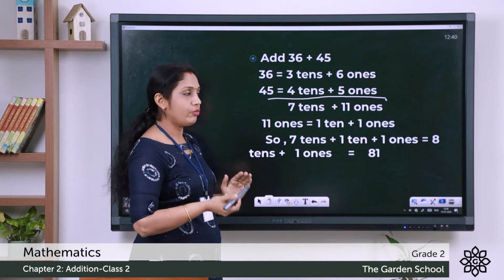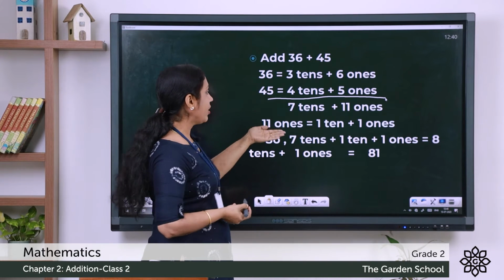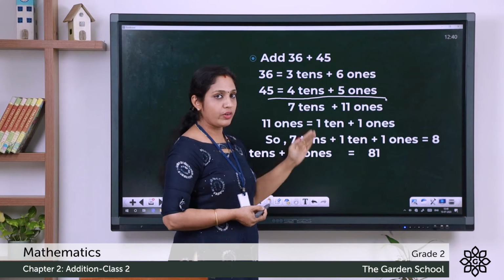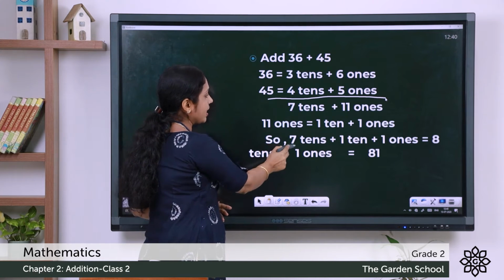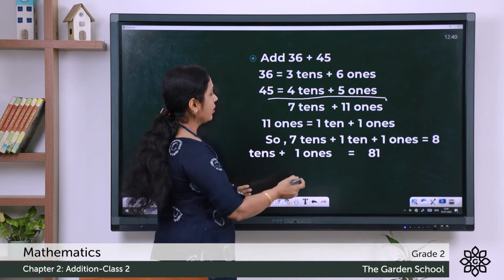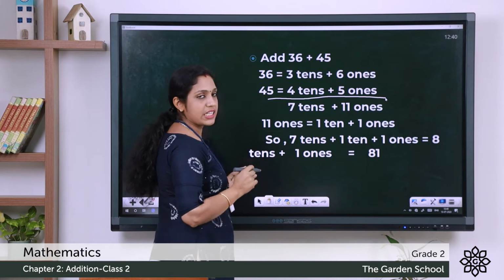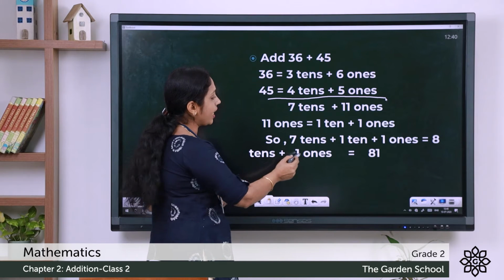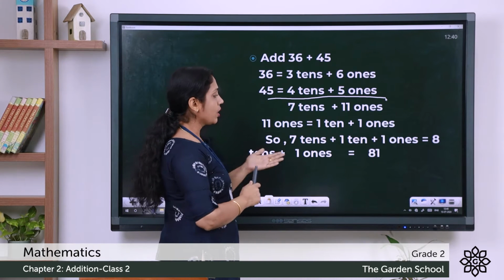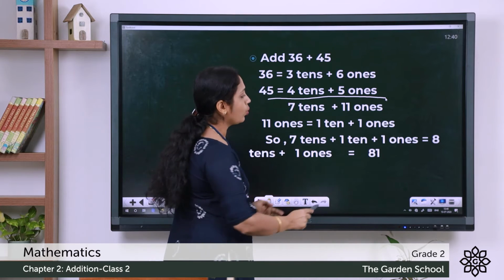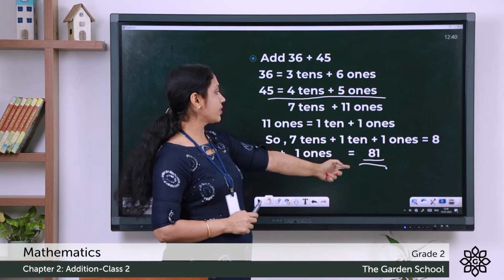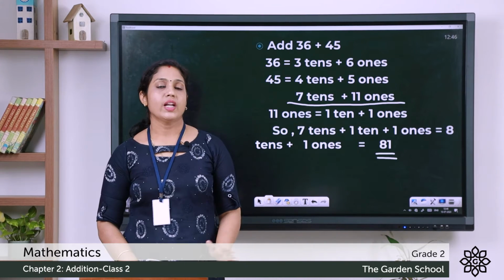Next step, what do we have to do? We have to split the 11 ones. So 11 ones is equal to 1 ten plus 1 one. Now what have we got? We have got 7 tens plus 1 ten plus 1 one. We have to add the tens. 7 plus 1 is 8, and we write it as 8 tens and the remaining 1 one. So 8 tens plus 1 one is the answer, that is 81. When we add 36 plus 45, the answer is 81. Now let's see another example.